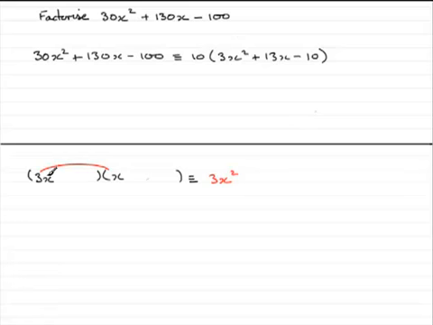It doesn't matter if you had x or 3x there, it doesn't matter which way around you do this, it will still give 3x squared. So I've just chosen to put 3x in the first bracket. Now we need to pick two numbers that we put here and here that multiply together to give the minus 10 that we have here. Now there's lots of combinations that give minus 10. Let me show you.